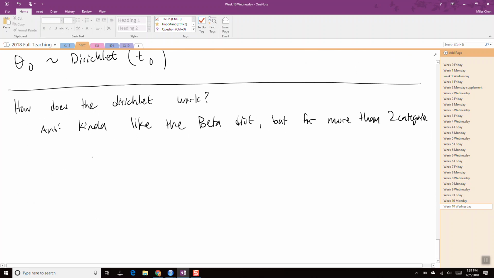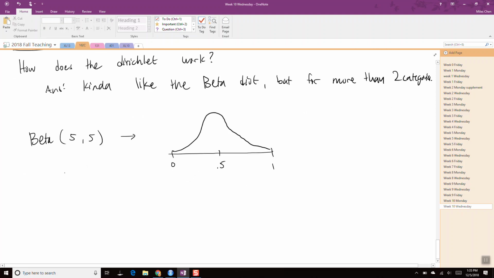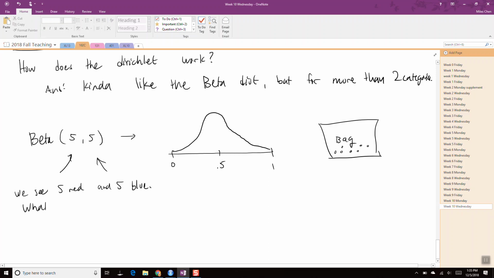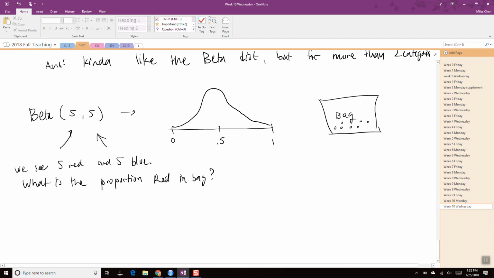So how does the beta work? If I have beta 5 comma 5, what does this look like? The beta goes anywhere from 0 to 1, and what this says is 0.5 is most likely, but we'll also accept others. You have to think of it as a mystery bag with marbles inside, and we draw marbles with replacement, and we see 5 red and 5 blue. What is the proportion red in the bag? That's what our beta 5 distribution says.